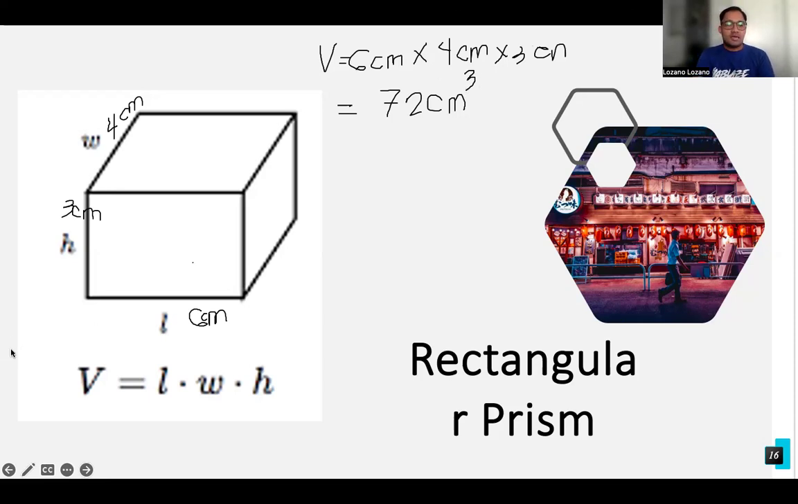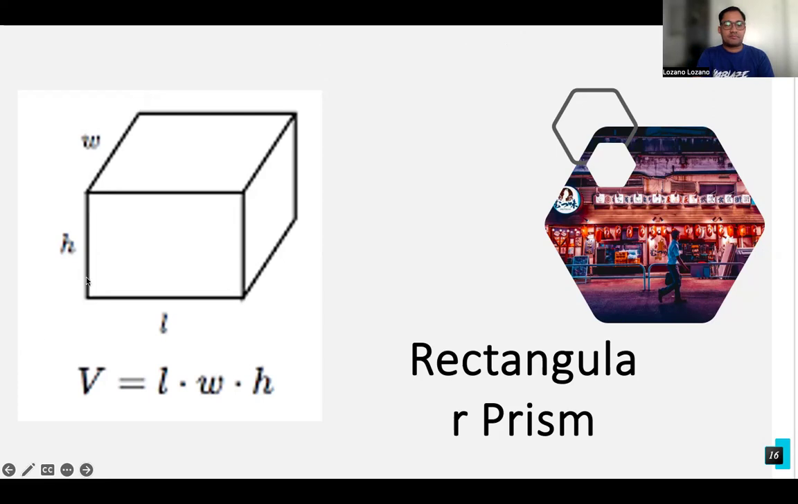Okay, another example. Okay, how about we have a 4 meter yung ating length, tapos yung height natin ay 3 meters, and our width ay 7 meters. Again, we transpose it using the formula of length times width times height. So volume, ano yung mga given measurement natin? What is our length? 4 meters.